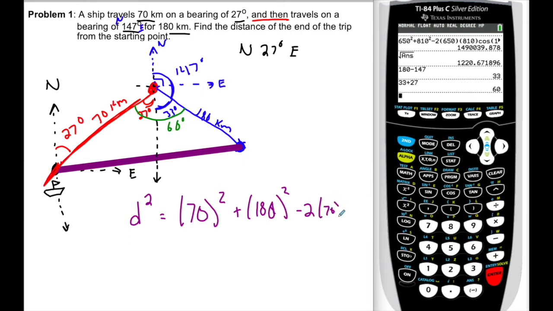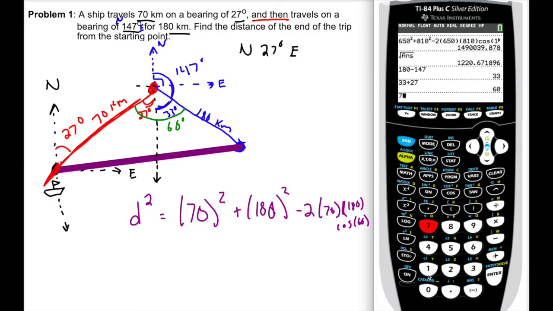So 270, 180, cos 60. So let's set that up. So I've got 70 squared plus 180 squared. I apologize, I just dropped my tablet. Minus 2 times 70 times 180. And I've got to find the keyboard shortcut for cosine. Cosine 60. Okay, do that out.